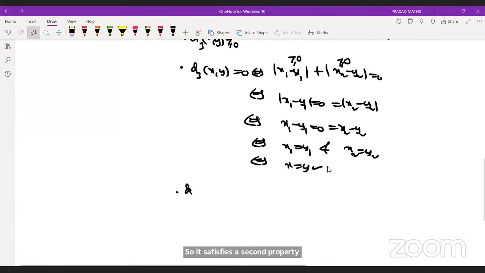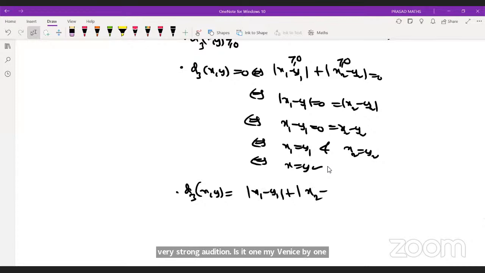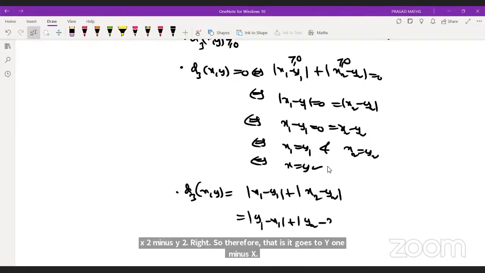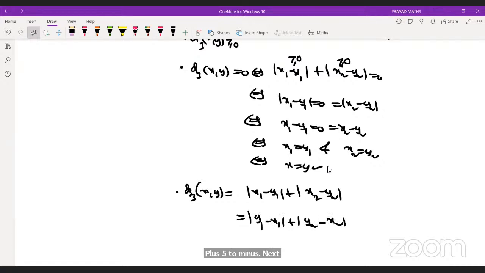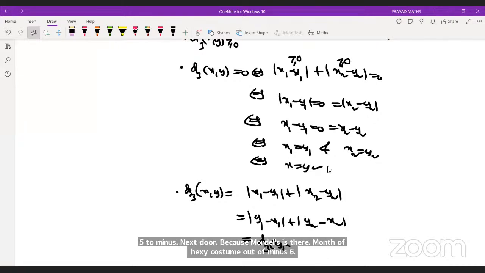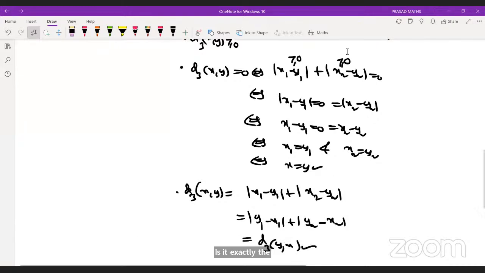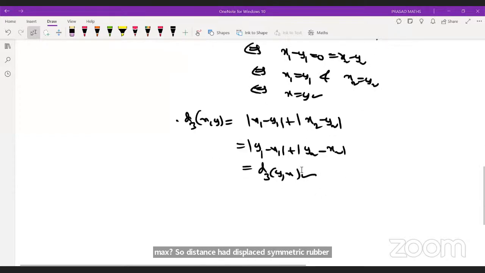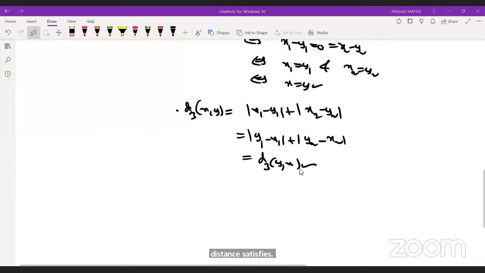And d3 is always symmetric because modulus is there, very strong condition. Mod of x1 minus y1 plus mod of x2 minus y2, that is equal to mod of y1 minus x1 plus mod of y2 minus x2, because modulus is there, mod of x is equal to mod of minus x. That is exactly the same as the distance between y comma x. So distance satisfies the symmetric property. Right? What about triangle inequality?